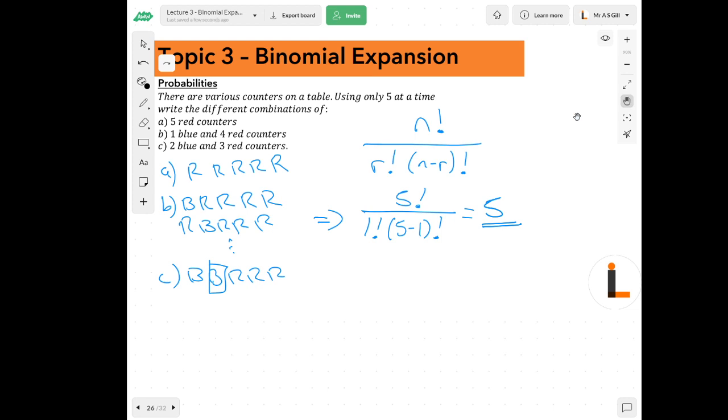Now I want you to think about, without listing out, how many different combinations we could get for part C here. We've still got 5 counters that we're taking, but what is our denominator this time going to look like? Have a think about what our denominator is going to look like, and have a go at working it out once you've done that.